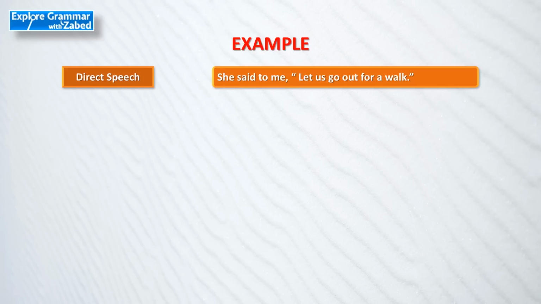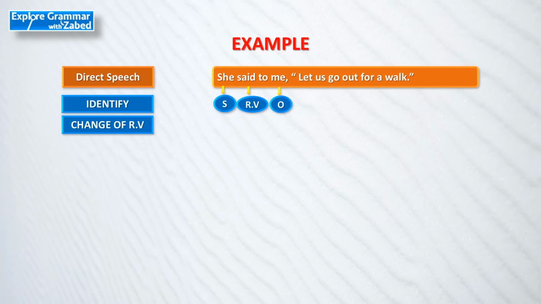Now I am going to explain the steps with an example. She said to me, let's go out for a walk. Step number 1 is to identify. Here, she is the subject, me is the object, said to is the reporting verb. Step 2 is to change the reporting verb. Here, said to will become proposed to, as the meaning of the reported speech indicates proposal.